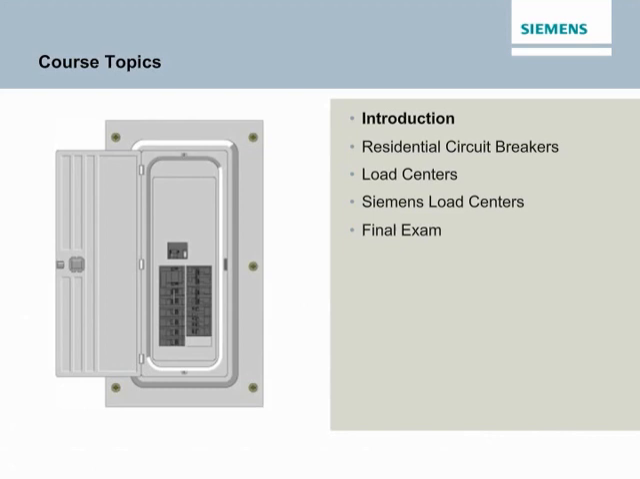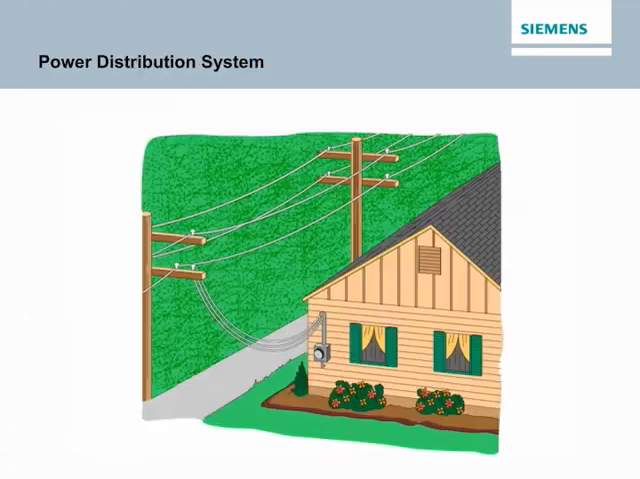As mentioned before, this course has 4 parts plus a final exam. The first part is an introduction that covers basic residential power distribution concepts. The second part covers residential circuit breakers with an emphasis on Siemens circuit breakers. The third part covers basic load center concepts, and the fourth part covers Siemens load centers and other Siemens residential power distribution products.